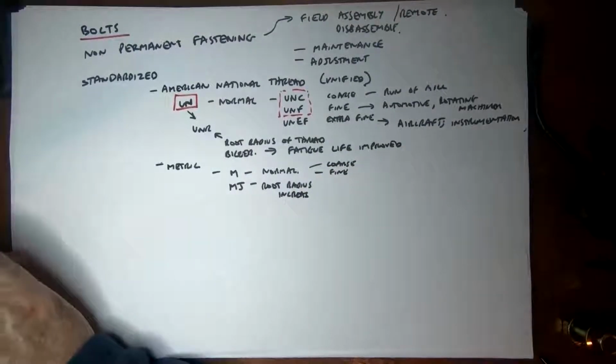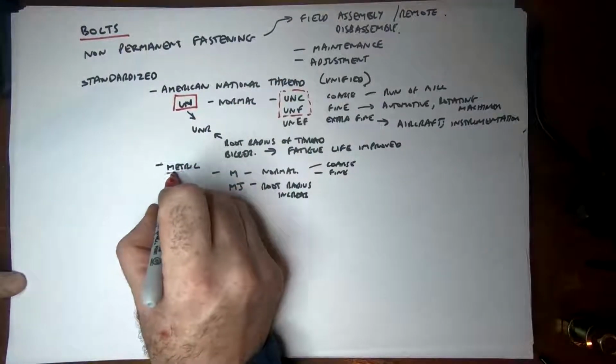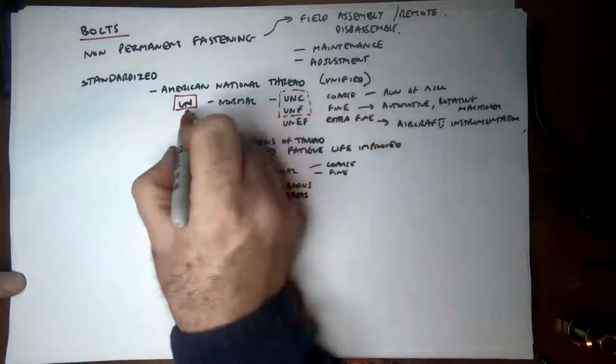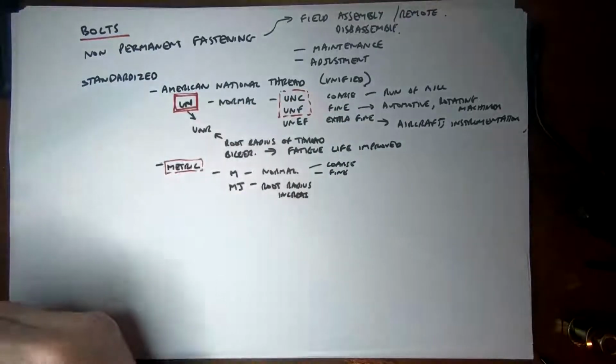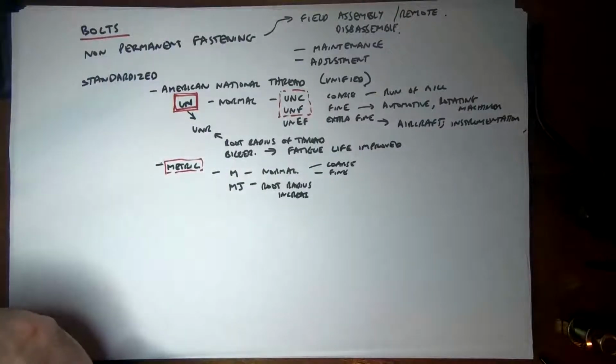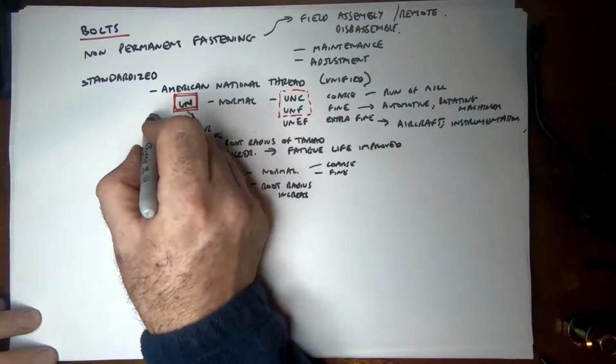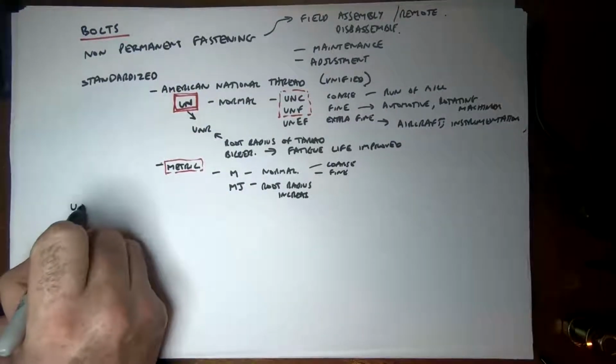So again, in this course we'll be more concerned with the American one, because that's the one we're going to be dealing with here in the US, but metric also has its equivalents. With regard to the thread, we'll look at the unified thread here. How do we create a unified thread?